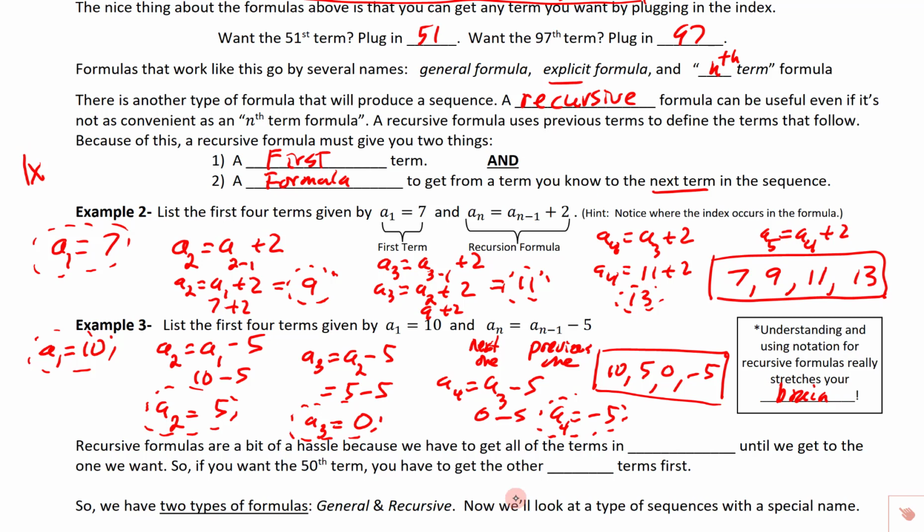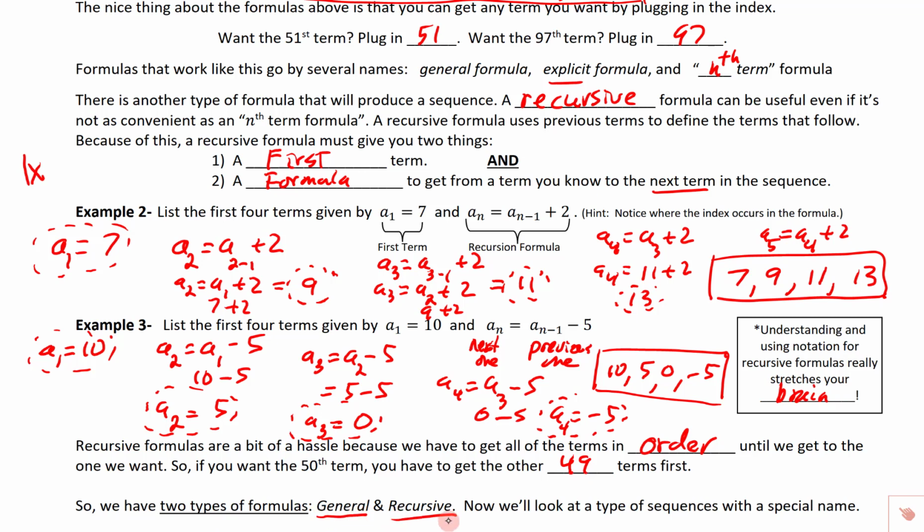So you'll notice that recursive formulas are a bit of a hassle because we have to get all of the terms in order, so we'll write the word order right here, until we get to the one that we want. If you wanted the 50th term, you would have to get the other 49 terms first. You'd have to get terms 1 through 49 before you could get to that 50th one, because you've got to use the 49th one in order to make the 50th one. So here's what we've got so far. We've just covered there are 2 different types of formulas: a general formula and a recursive formula.